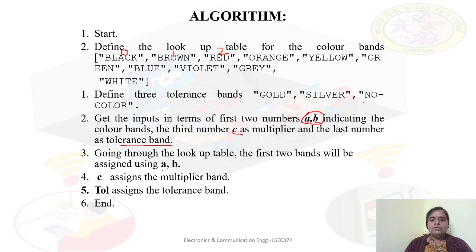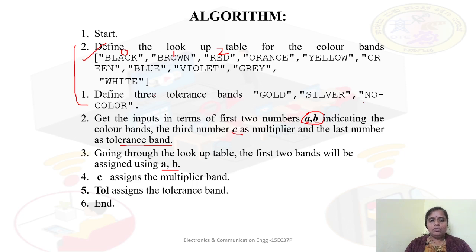Once these values are given to you, we go through this lookup table and find out the equivalent color bands. C is assigned the multiplier band and tolerance is assigned the tolerance band. So finally, given the values of A, B, C and tolerance, that is the two-digit value of your resistor and the multiplier band along with the tolerance band, we will be able to find out the color code along with the tolerance band of your given value of the resistor.